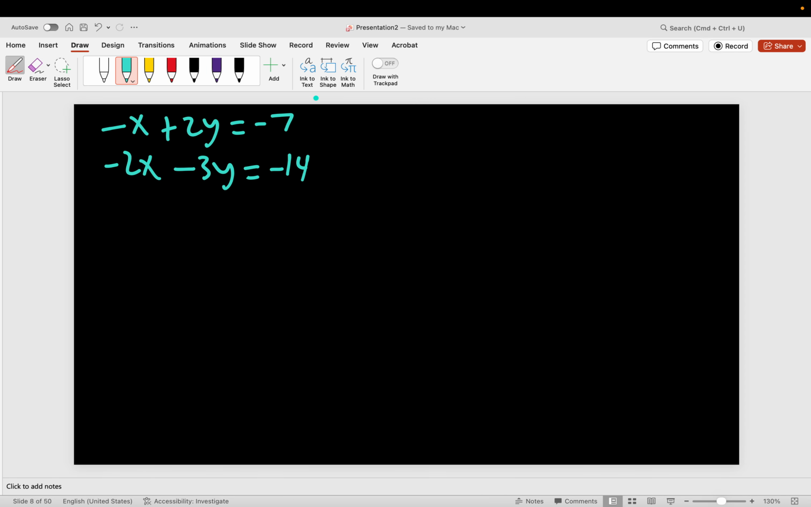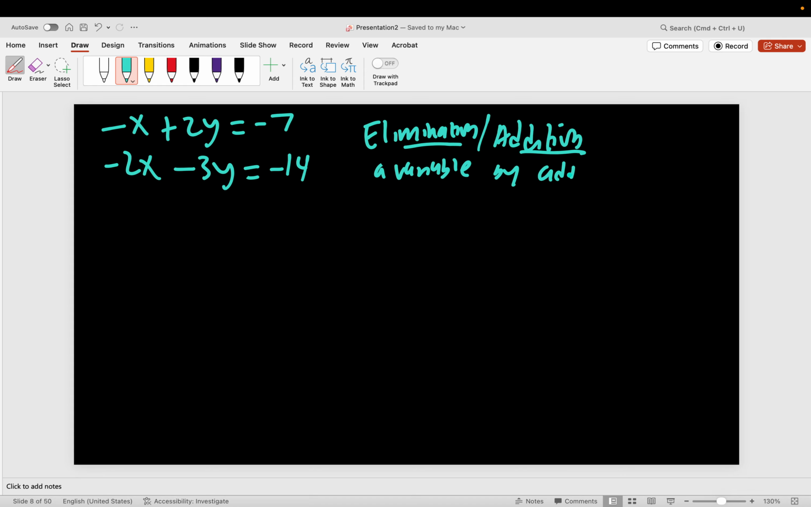Substitution is named substitution because you do a lot of substituting. In elimination, or sometimes you will see people refer to it as addition, it's the same thing. And the reason it's named that is because we're going to eliminate a variable by adding our equations. So I'm going to take these two equations and add them together, and when I add them together, I want one variable to be eliminated.